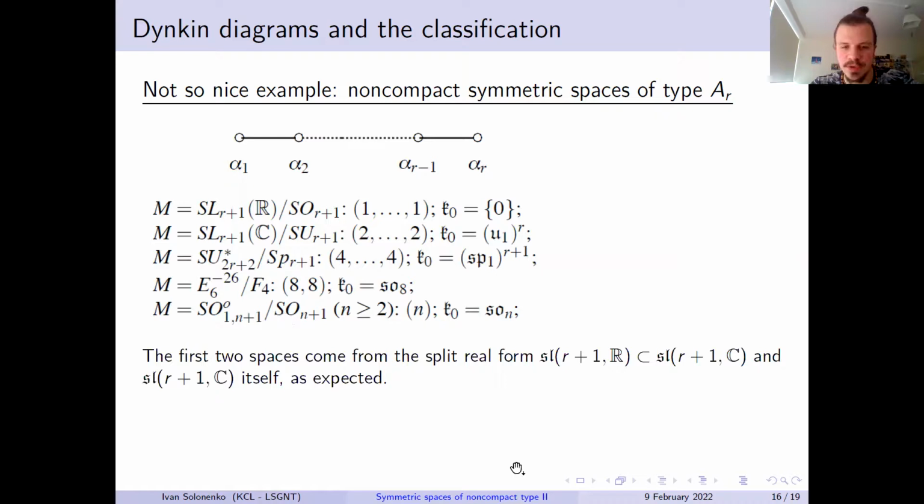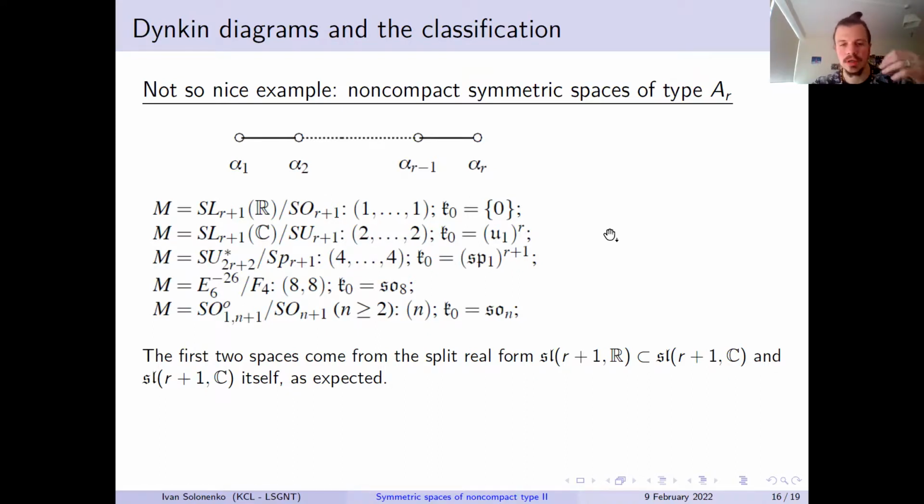The first 2 spaces we already know. The first one, your complex Lie algebra of type A_r, is just SL(r+1, C). It has a split real form, SL(r+1, R), whose corresponding symmetric space of non-compact type is written here, with all multiplicities 1. And then you can also treat SL(r+1, C) as a real simple Lie algebra in its own right. The corresponding symmetric space of non-compact type is here in the second line, and all multiplicities are 2.